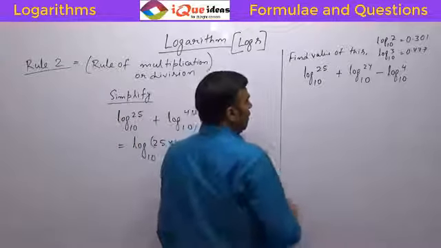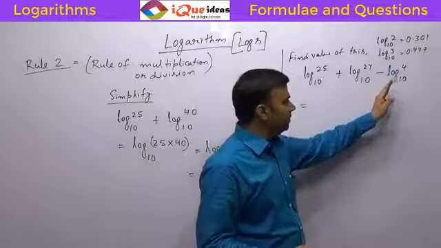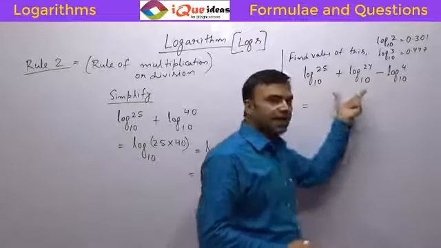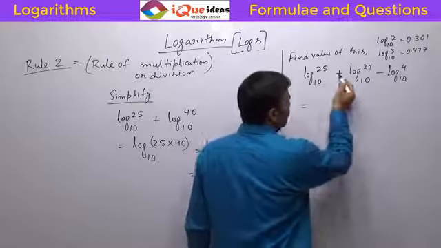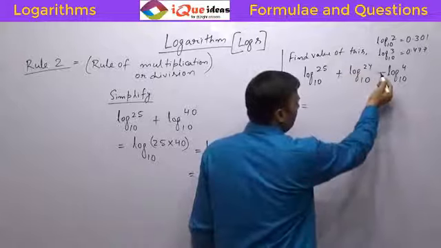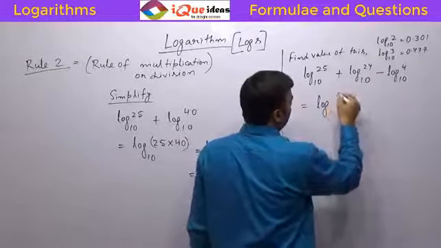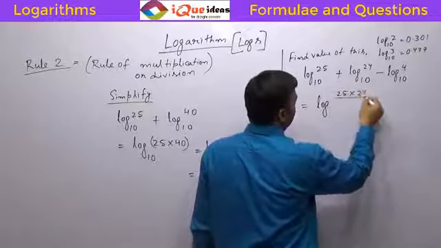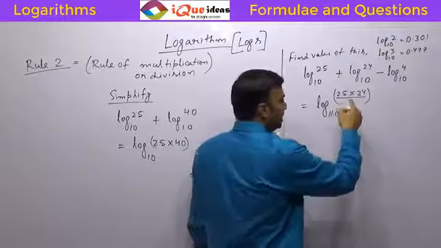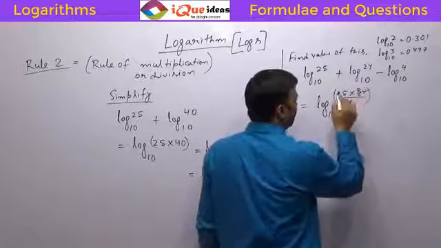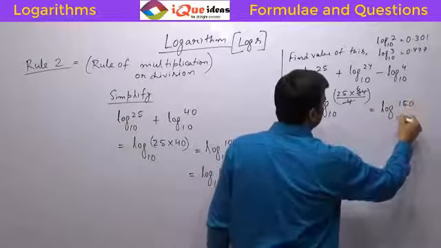Now what do we do? What we can do here is separate all of them, or we can calculate each one of them separately and then add or subtract. Or what we can do is we can combine all of them like this. See, there is a plus sign here, so these two numbers will get multiplied. There is a minus sign here, so this number will be divided. So we will have log of 25 into 24 divided by 4 to the base 10. Now 4 cancels 24 6 times. So we have 25 into 6. So that becomes log of 150 to the base 10.